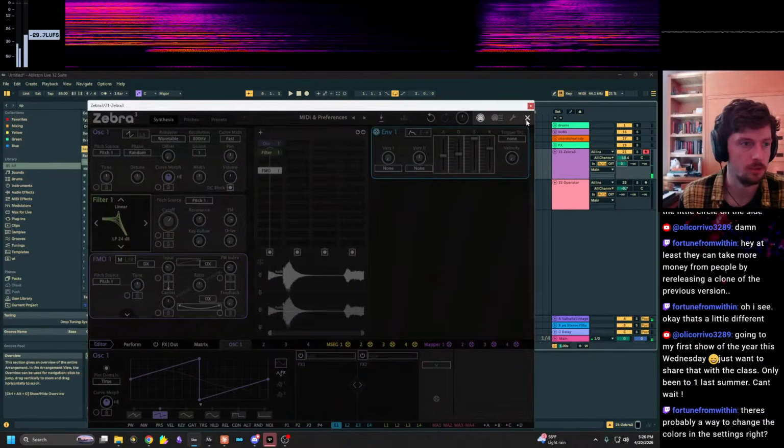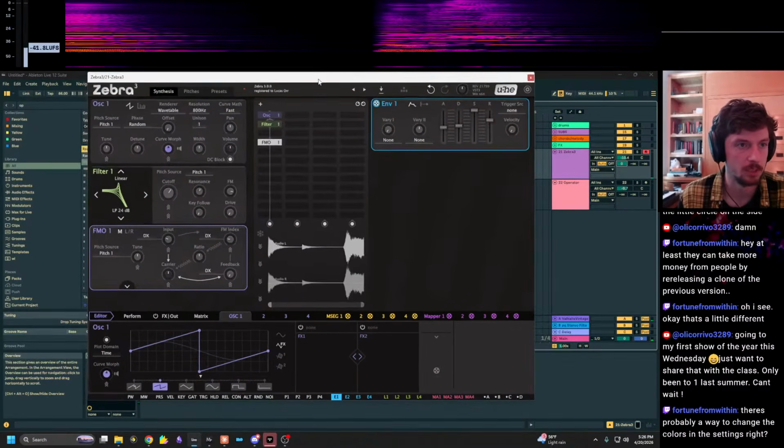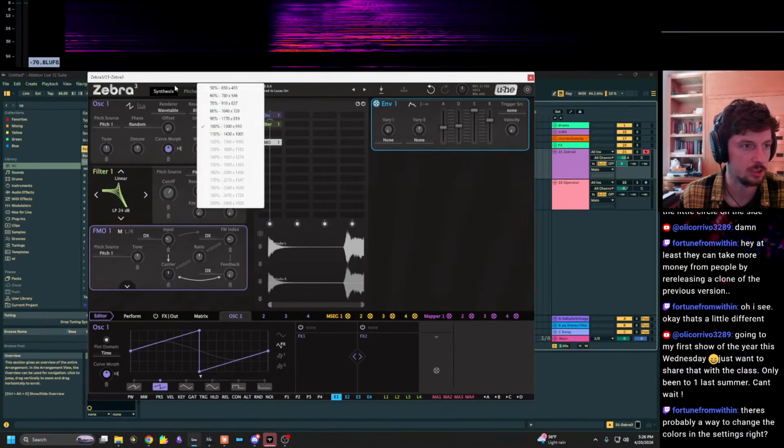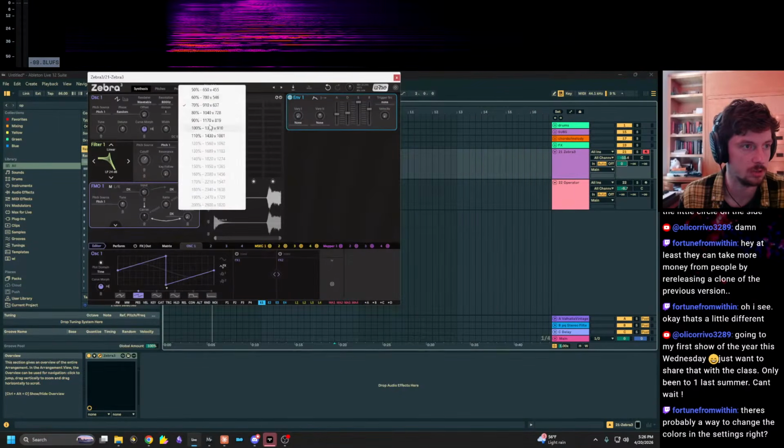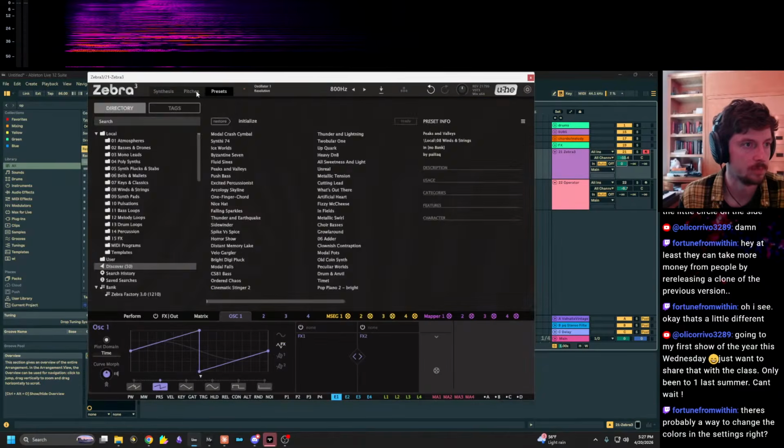You know what? There probably is. I haven't actually considered that. Maybe I can change how things look. I can change the aspect ratio pretty easily.